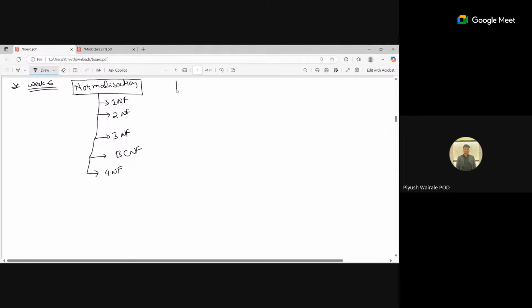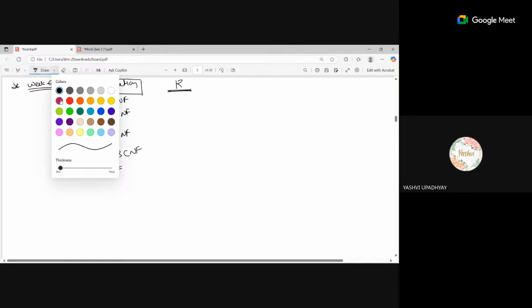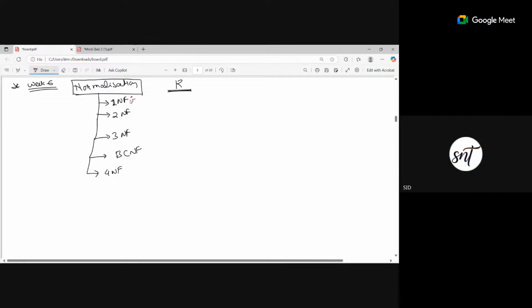So how can we check whether our relation R is in first normal form or not? Any condition for that? Atomic. So there should be no multi-valued attribute, that is MVA, or we can say the domain must be atomic. So what is a multi-valued attribute? How do we represent this in an ER diagram? By a double ellipse, right? So this is basically a multi-valued attribute.